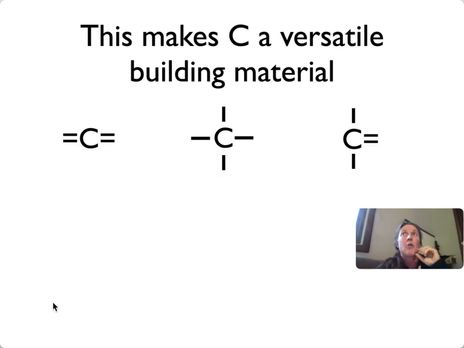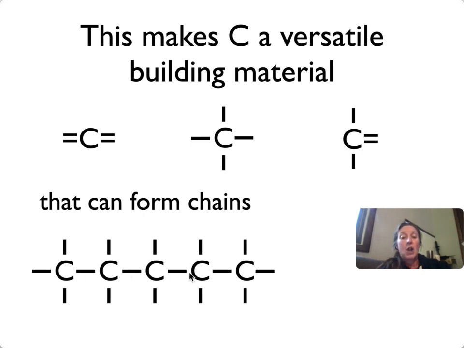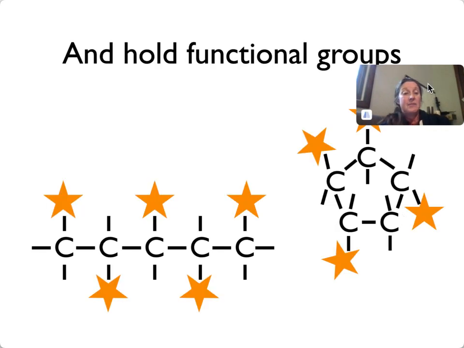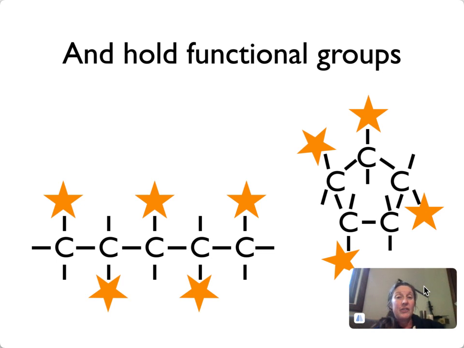And being able to form 4 bonds makes carbon a versatile building material. It can bond with 2 things using double bonds. It can bond with 4 different things. It can bond with 3 things using a single bond, 2 single bonds, and a double bond. Now, this means that carbon can form long chains and still have room for functional groups, or it can form rings of different numbers of carbons. And because these carbons can hold on to themselves as well as functional groups, there's room to add a lot of functional groups that give that molecule some chemistry.